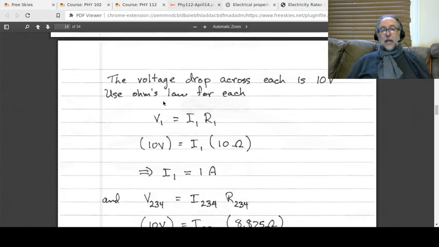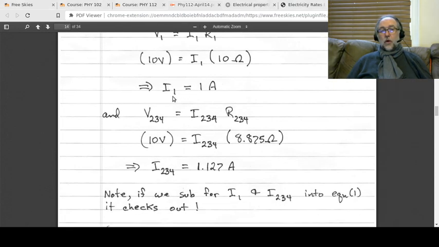Okay, so basically the current through R1 is 1 amp. The current through combined 234 is 1.127 amps. Together, the two have to be 2.127 amps, and that agrees with what we expected because the current into the junction has to equal the current out of the junction. So equation 1 there is just for a check, but it's a good check.